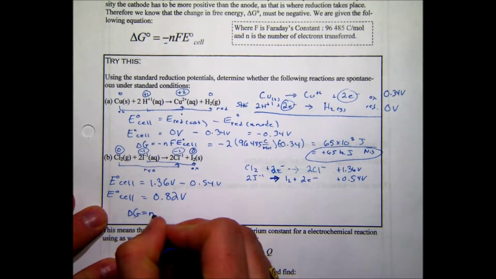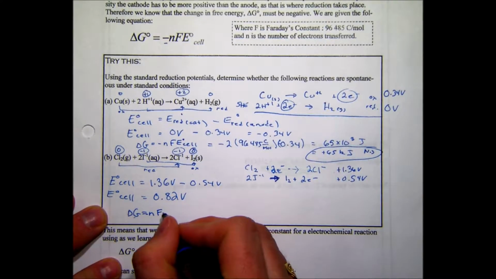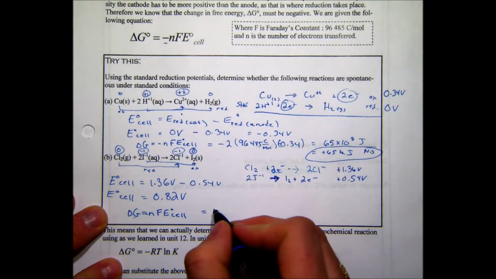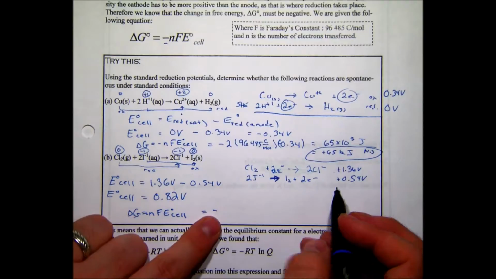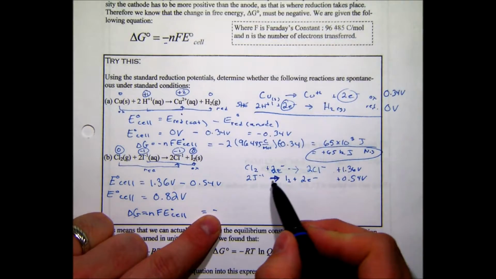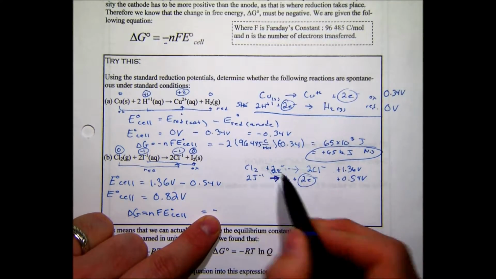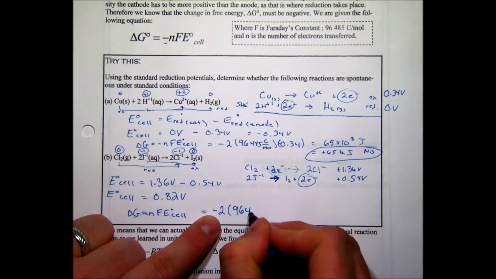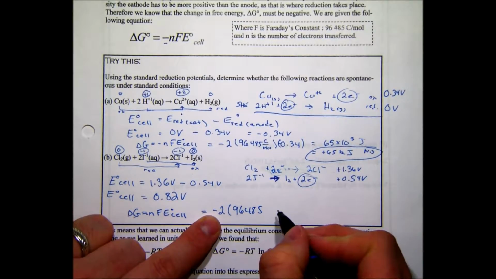Delta G is equal to negative nF Ecell. So it's equal to negative times the number of electrons transferred, which is 2, times Faraday's constant, 96485.